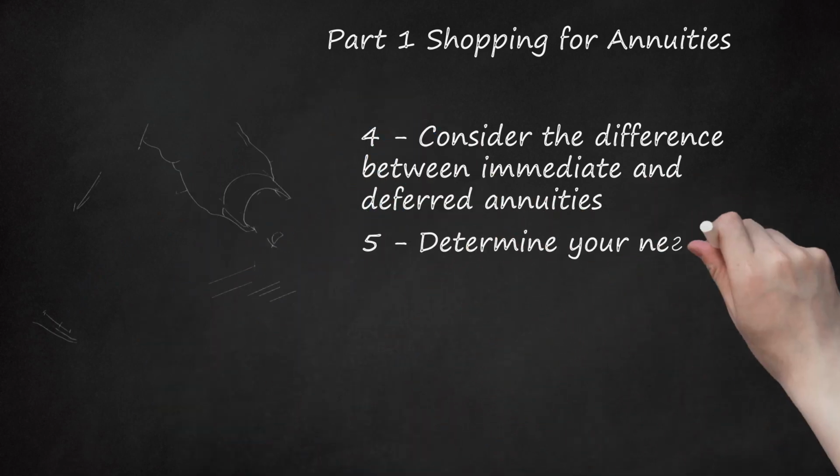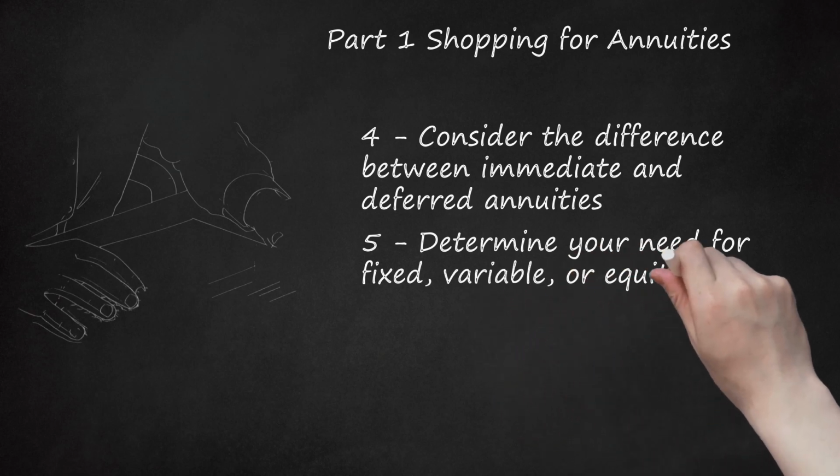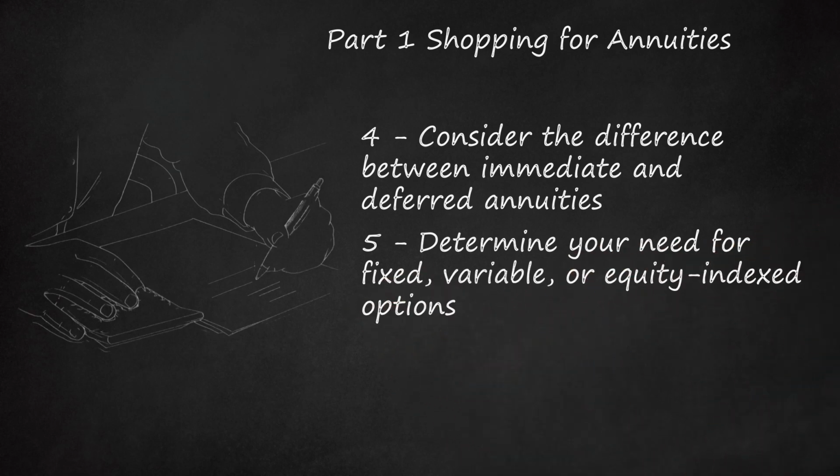5. Determine your need for fixed, variable, or equity indexed options. If you decide that a deferred non-qualified annuity is the best option for you, you will need to determine what type of deferred options offers you the best investment opportunities. Generally speaking, you will be able to choose between the following deferred options.